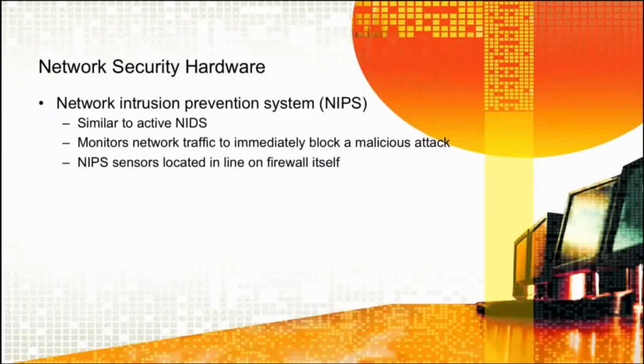The Network Intrusion Protection System, or Prevention System, operates very similar to an active NIDS. It monitors network traffic to immediately block a malicious attack, and NIPS sensors are located in line instead of on the firewall itself.